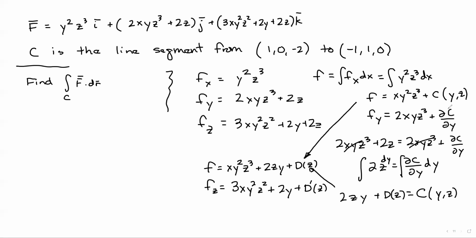Right, so if we differentiate c with respect to y, there's two variables here, so you need to do partials. But if you differentiate d of z with respect to z, then you can just go ahead.